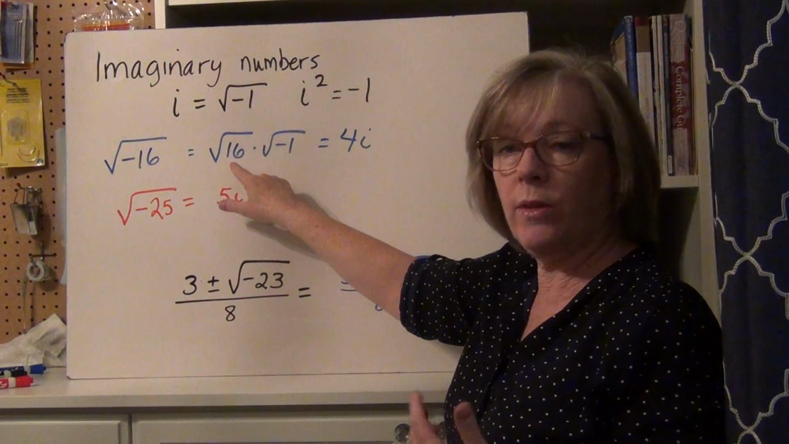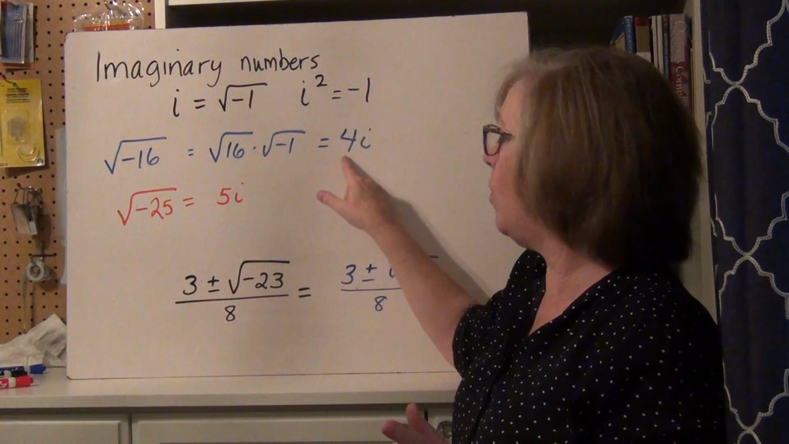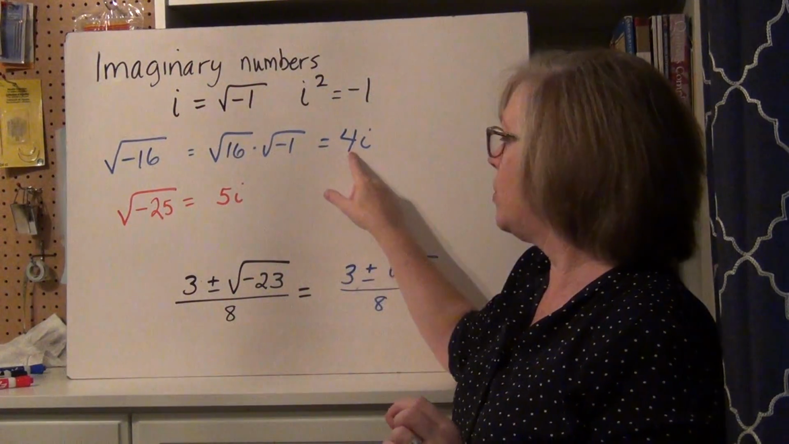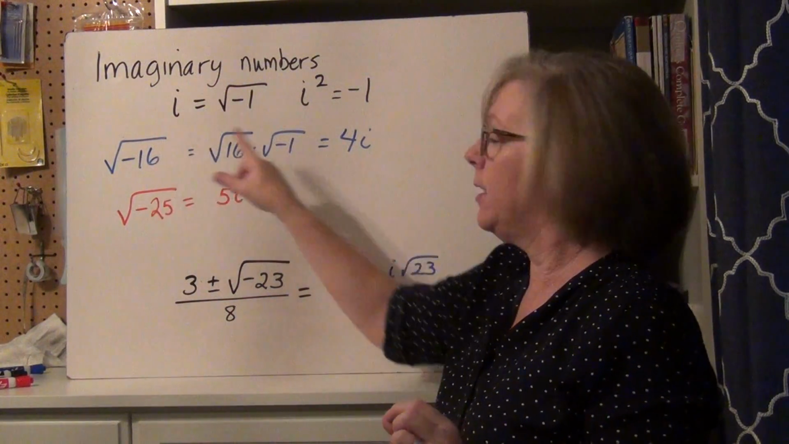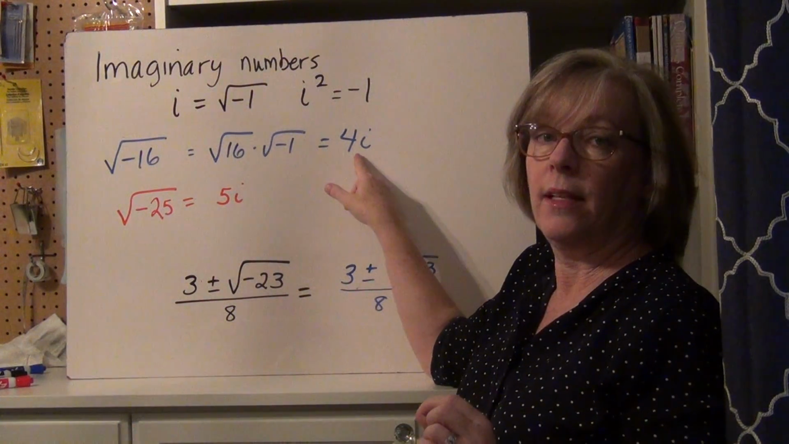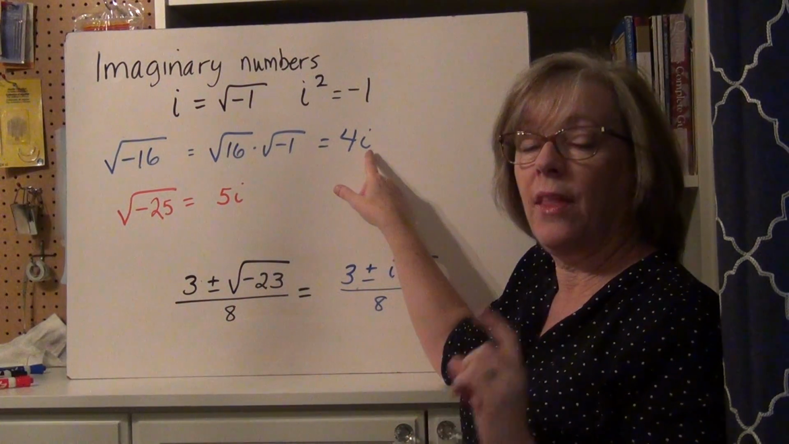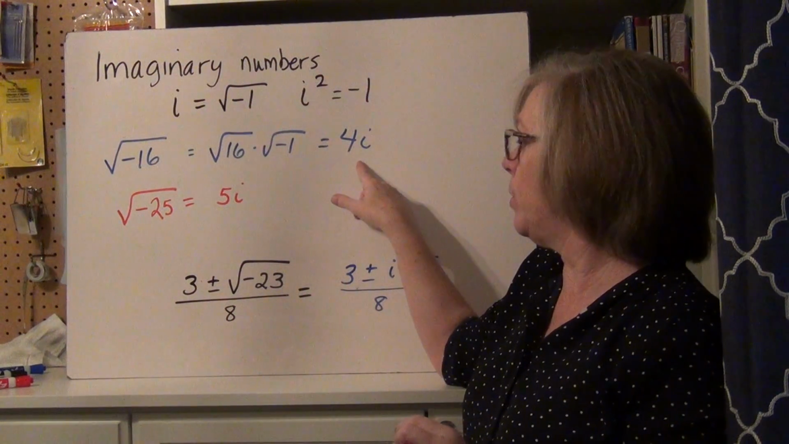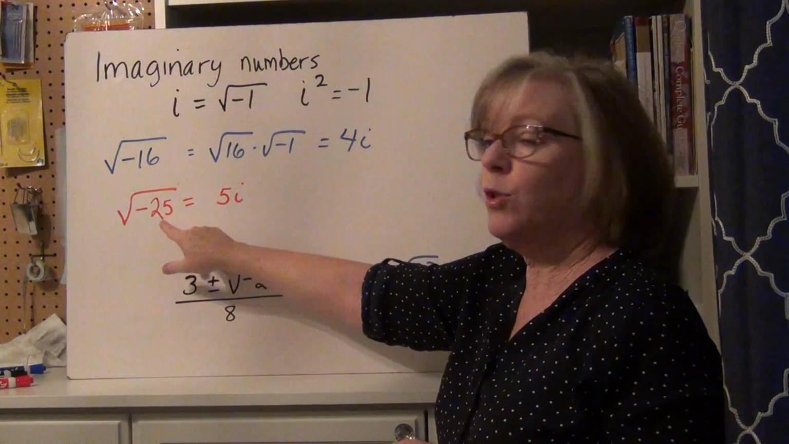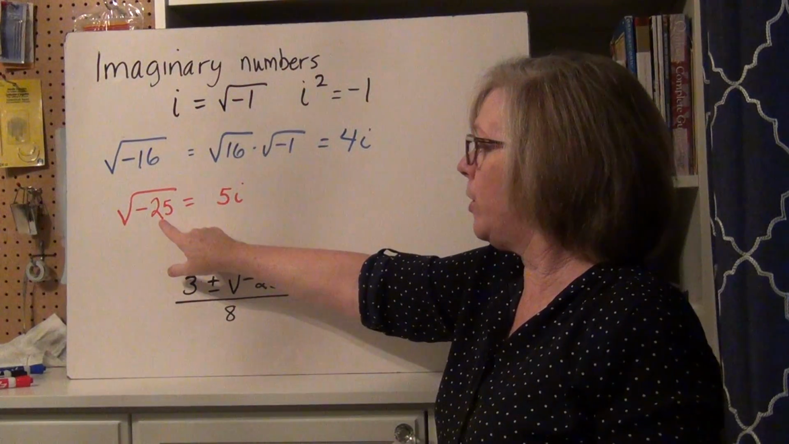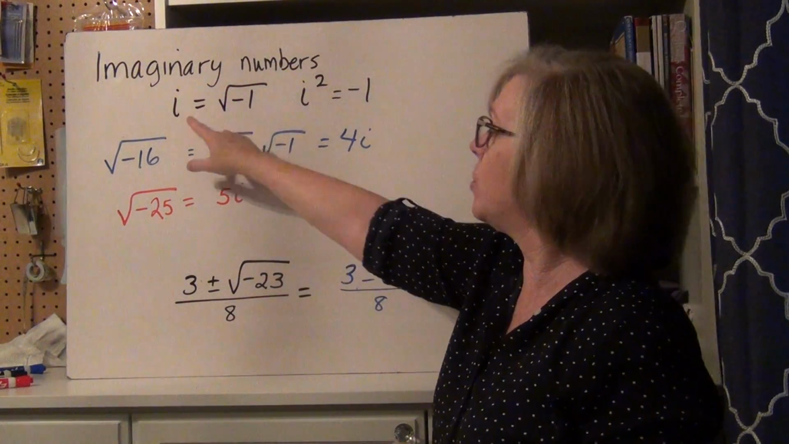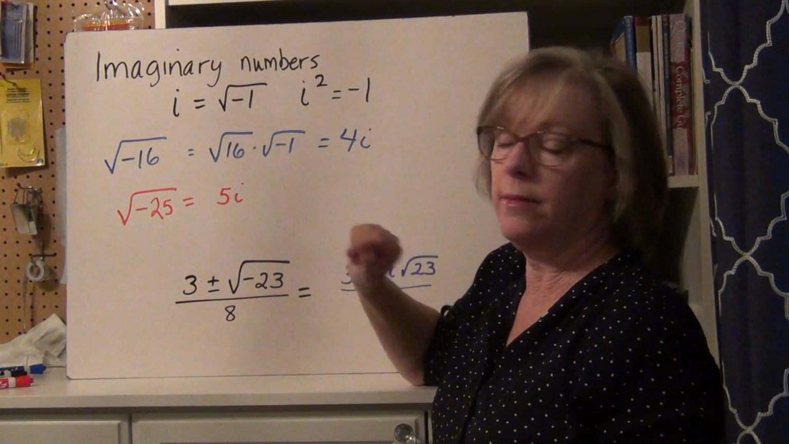So I do my square root of 16 like always, and I get a 4. But the square root of -1 equals i. So instead of this being 4, it's 4i. When people see that 4i, they know that the original problem had a negative inside the square root, okay? The square root of -25, just take the square root of 25, but the negative sign means I'm going to give it an i, because the square root of -1 is i, okay?